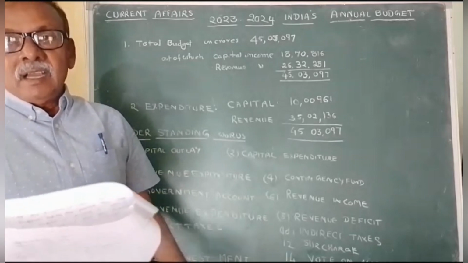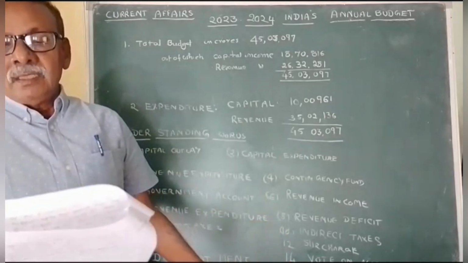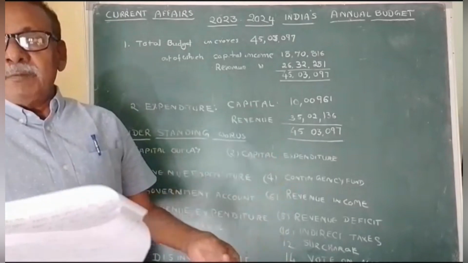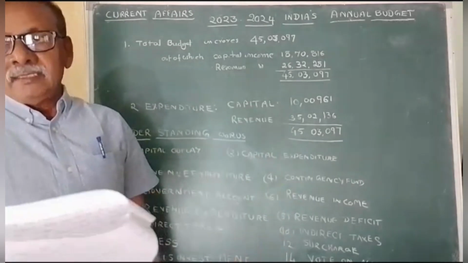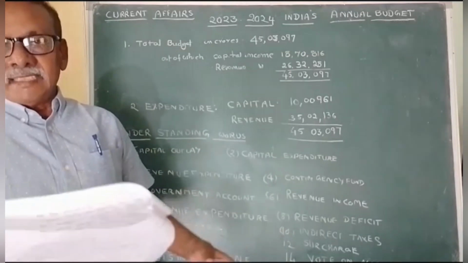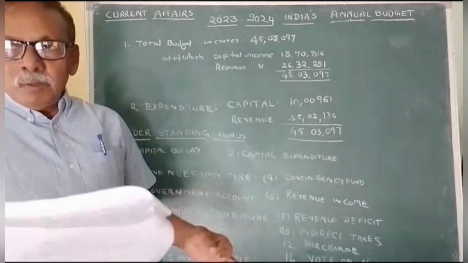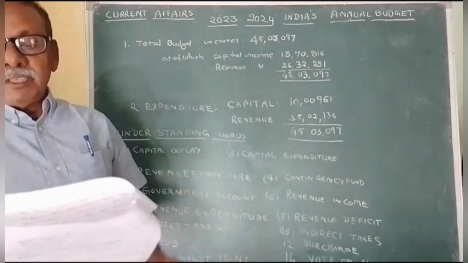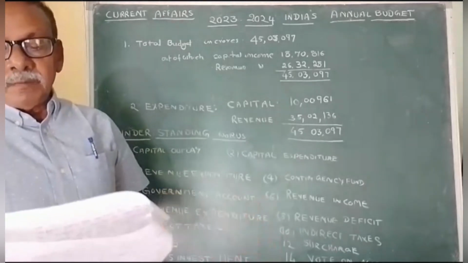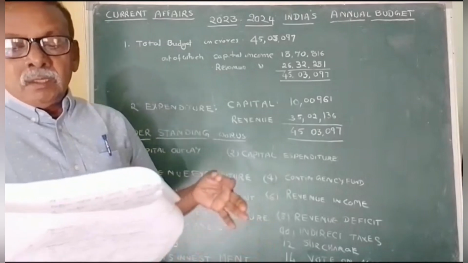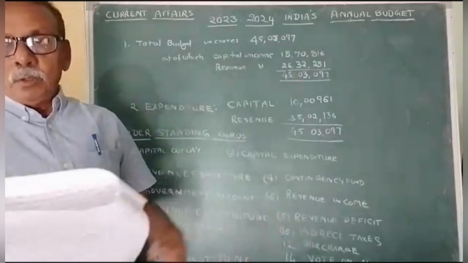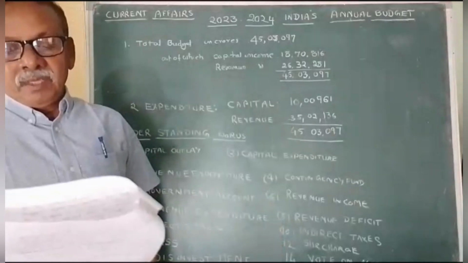Cess. On the income tax, the government will impose a certain percentage of extra tax that is known as cess. This will be utilized for the purpose of education, for Swachh Bharat, for Krishi Kalyan Yojana, petrol and diesel cess, etc.